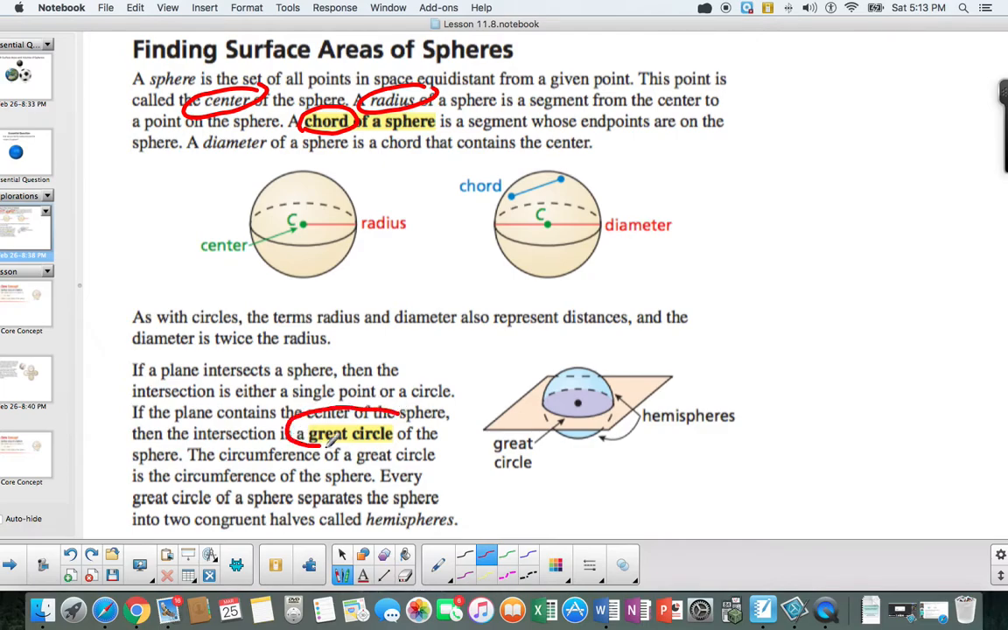A great circle is when you have a plane that intersects the sphere and the cross section is a circle that contains the center of the sphere. If the plane were to intersect in another spot, it would create a circle as well, but this circle would be smaller, wouldn't be as great.